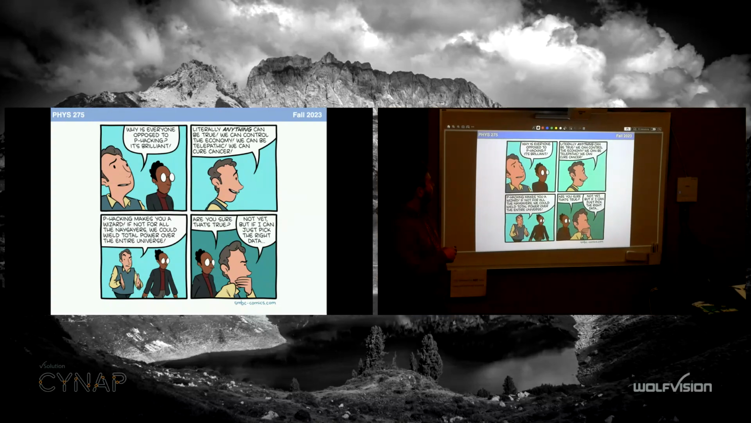So why is everybody opposed to p-hacking? It's brilliant. Literally anything can be true. We control the economy. We can be telepathic. We can cure cancer. P-hacking makes you a wizard. If not for all the naysayers, we could wield total power over the entire universe. Are you sure that's true? Not yet, but if I can pick just the right data.